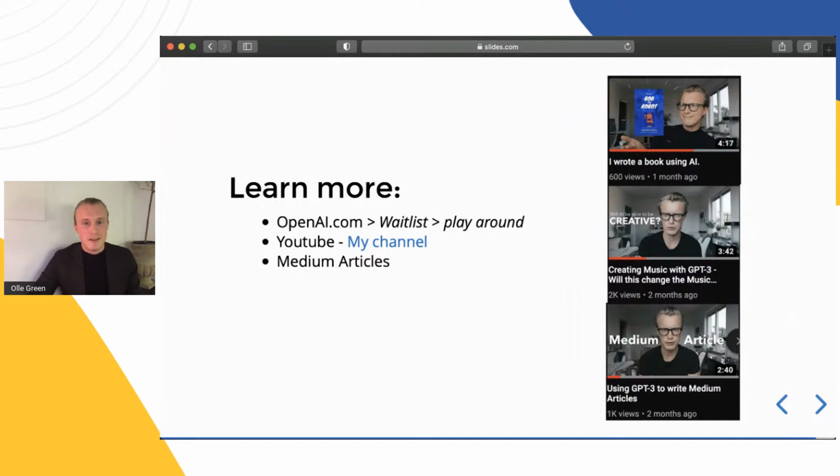So how do you proceed if you want to learn more about this? I would recommend going to openai.com, join the waitlist, and play around with this when you get access to the API. They do also have pricing for all of this that I recommend you go to their website for if you want to push this to an enterprise level.